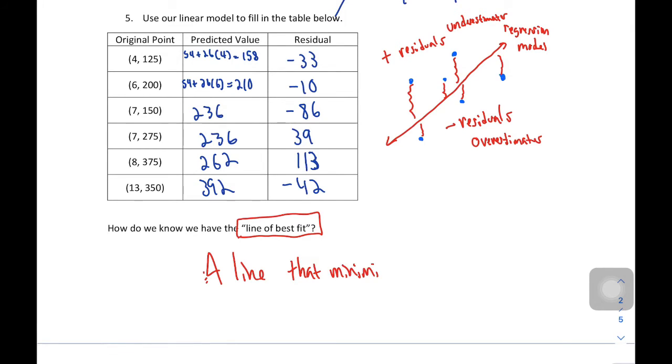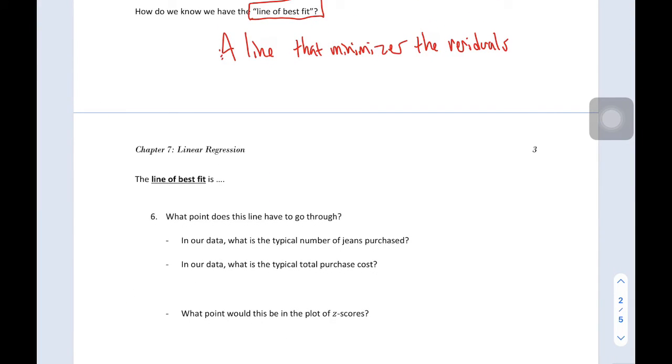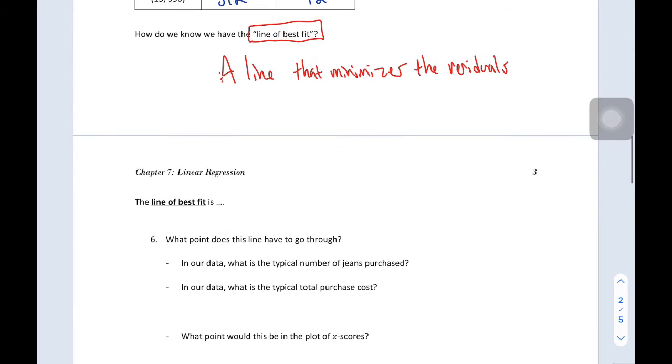So the line of best fit is actually a line that minimizes the residuals. So we actually want these distances, the total distance, to be as small as possible. And that, we know, would be a line of best fit. Okay, so continuing on with this line of best fit. So like we said, it's a line that minimizes the sum of the residuals.